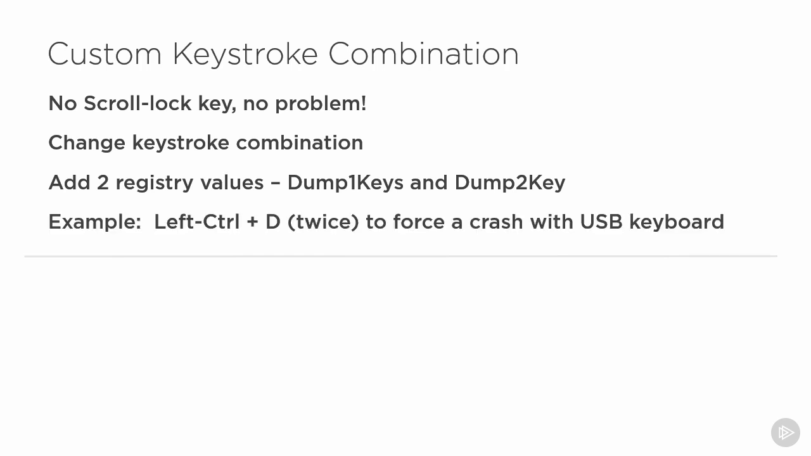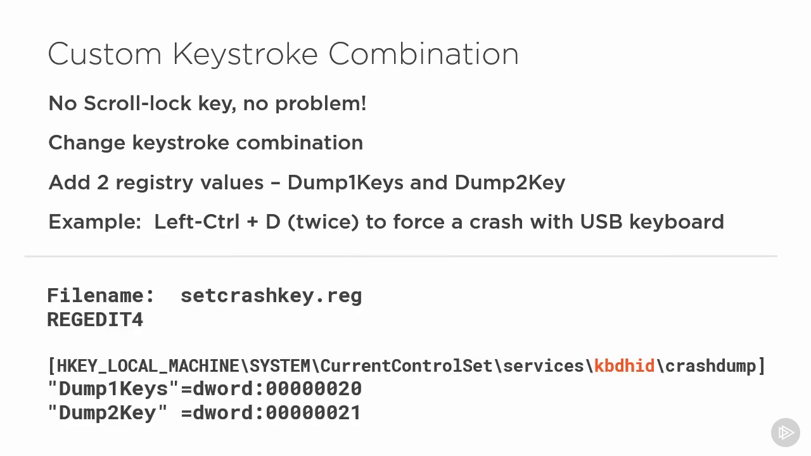For example, I'm going to show you the registry parameters you would change to make the keystroke combination use a left control plus the capital D key twice to force a crash with a USB keyboard. Here you could see I've created a file called setcrashkey.reg. The first command in that file would be regedit4.